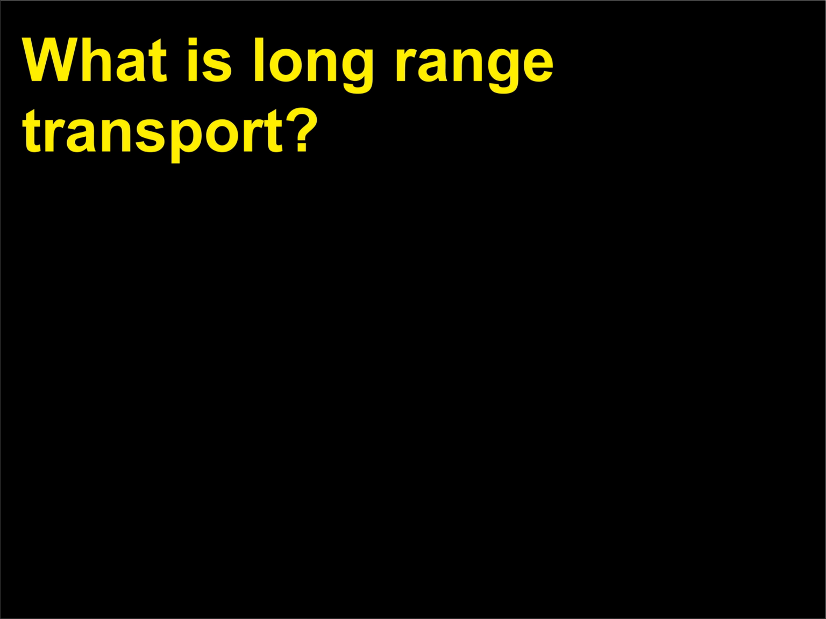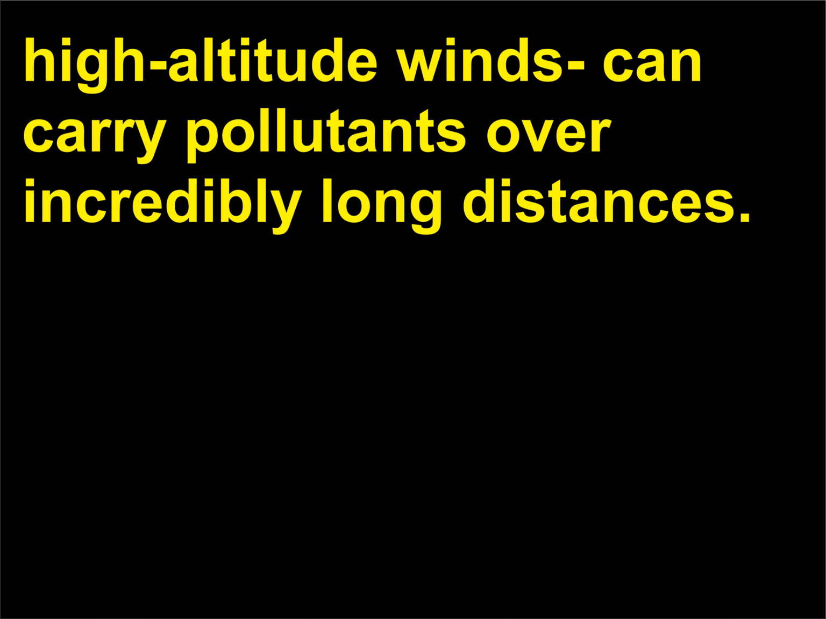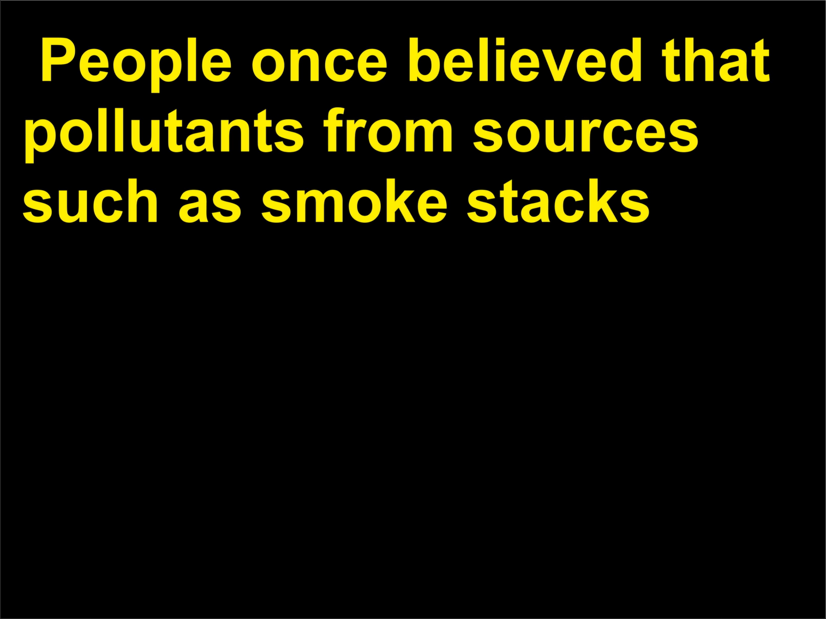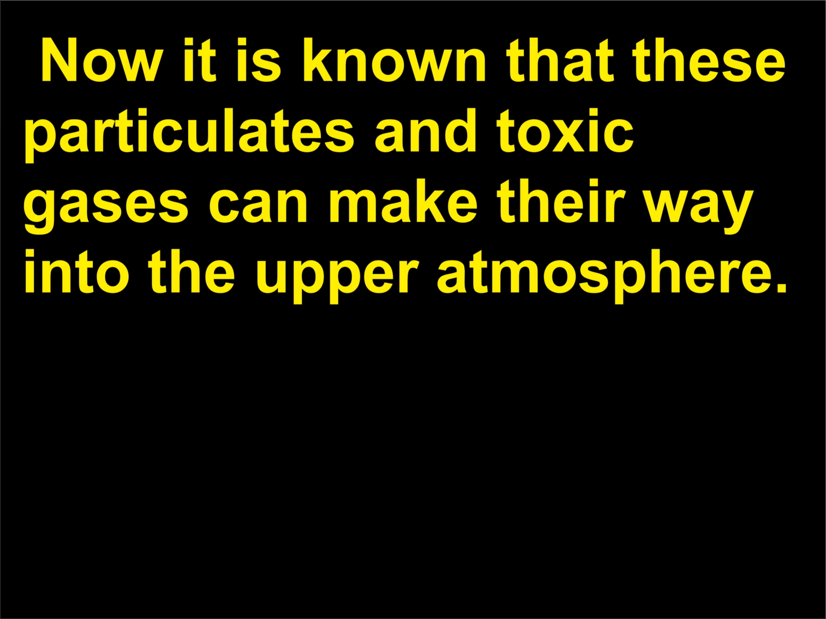What is long-range transport? Long-range transport refers to the fact that winds, especially high-altitude winds, can carry pollutants over incredibly long distances. People once believed that pollutants from sources such as smokestacks might travel a few miles before settling onto the ground and water supplies. Now it is known that these particulates and toxic gases can make their way into the upper atmosphere.